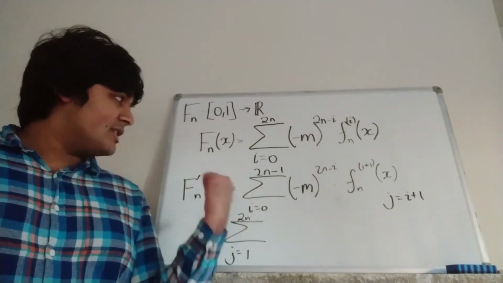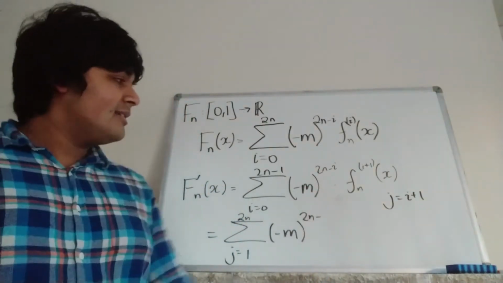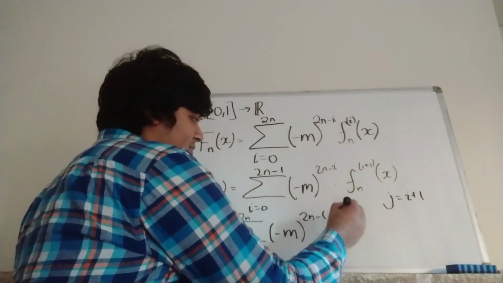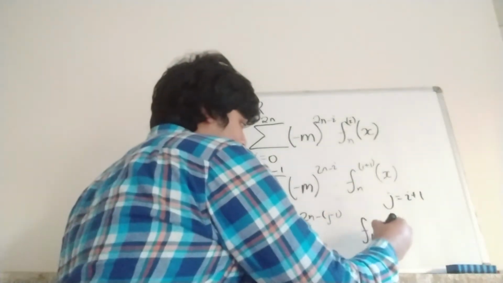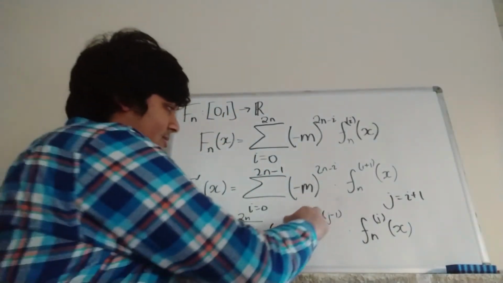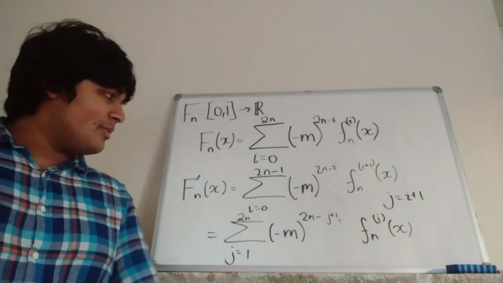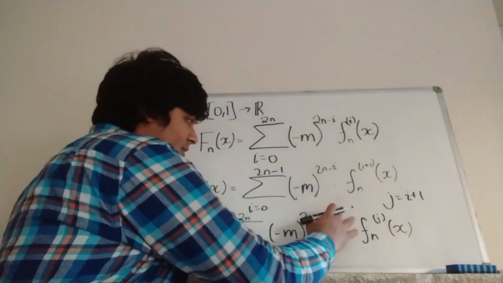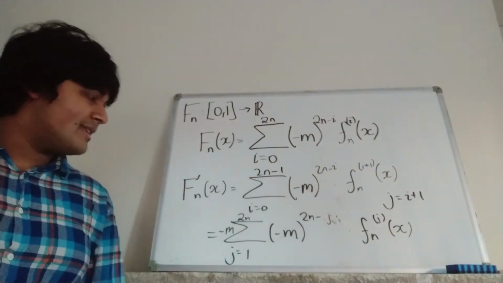So it's the sum from j equals 1 to 2n now of minus m to the 2n minus i. Well, i is j minus 1, so it's 2n minus (j minus 1) times f_n to the j of x, like so. Okay, let's just clean this up a bit. We can essentially remove these brackets and then turn this into a plus, like so. Now we see that we've got a minus m to the power of plus 1, so let's just factor that out. So, like so.